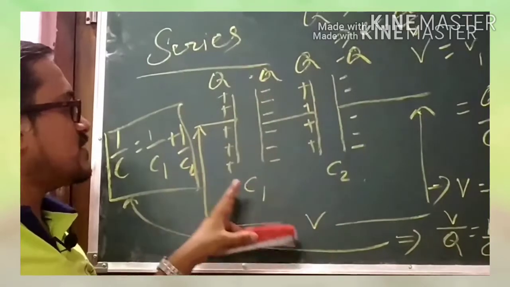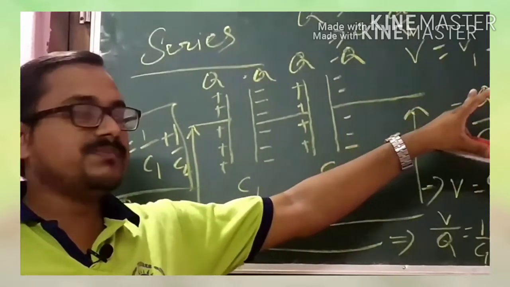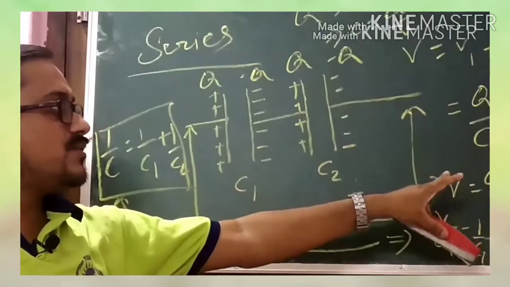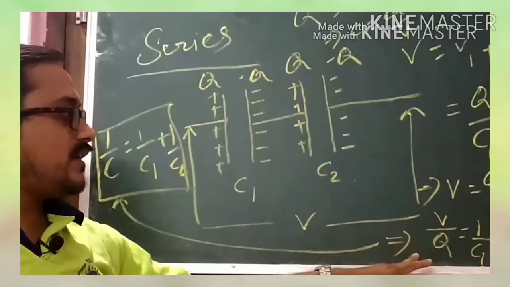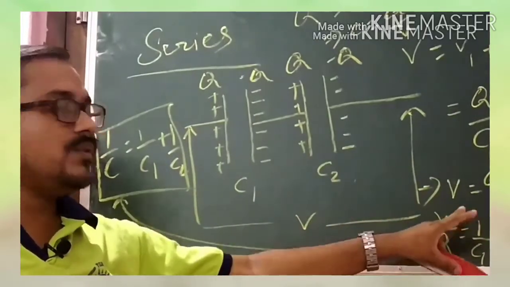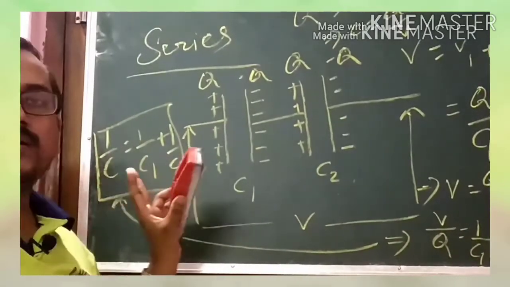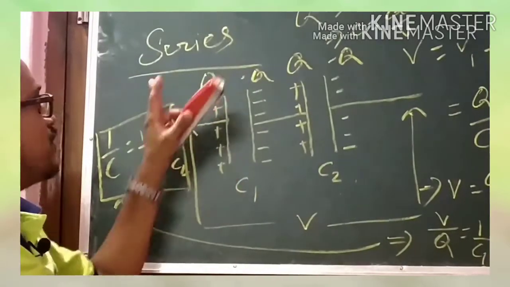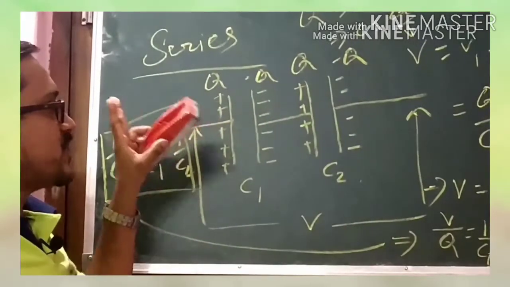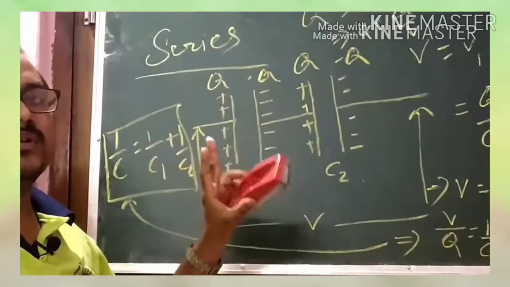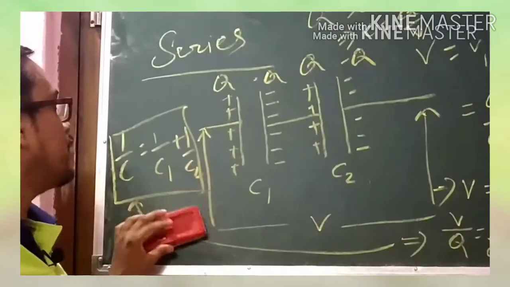Now in series combination, the charge is constant. This is V net, the potential, where V equals V1 plus V2. Now V equals Q by C1 plus Q by C2. Taking Q common, this is 1 by C1 plus 1 by C2. Taking Q to the left-hand side, V by Q equals 1 by C1 plus 1 by C2. This V by Q is nothing but 1 by C. So 1 by C equals 1 by C1 plus 1 by C2. This is for series combination, where the total charge Q is constant and the potential V is variable, so V equals V1 plus V2.